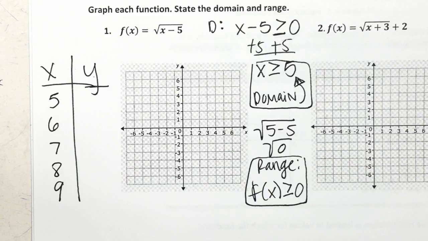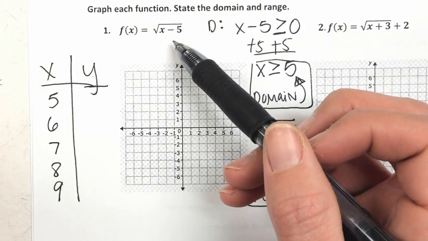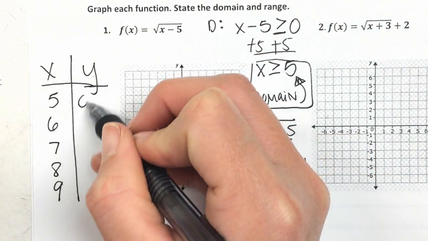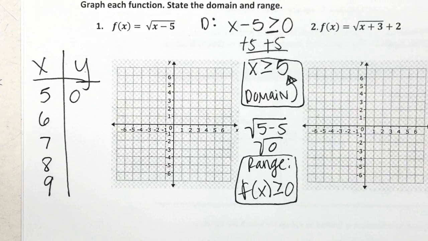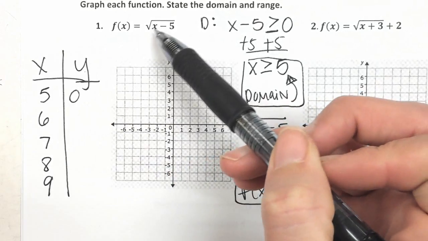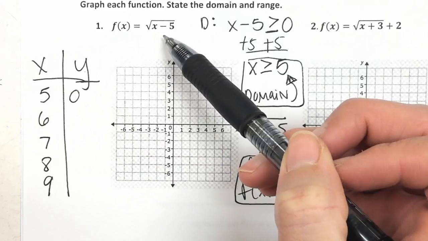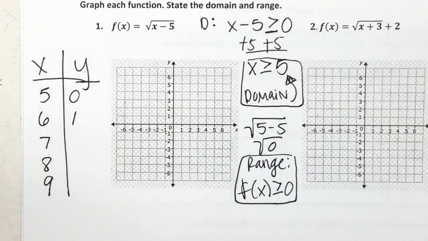Good. Plug it in for x into what? The original equation. Good. So if we plug in 5 right here, we'll get 5 minus 5, which is the square root of 0, which is? Good. So you just plug it in for x? Yes, into the original. So if we plug in 6, we'll get the square root of 6 minus 5. That's going to be the square root of what? Which is? Good.